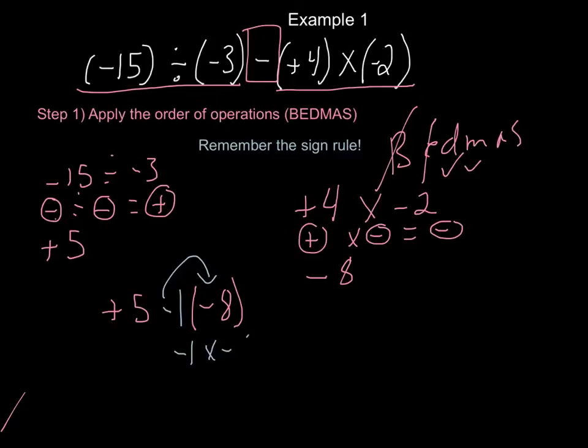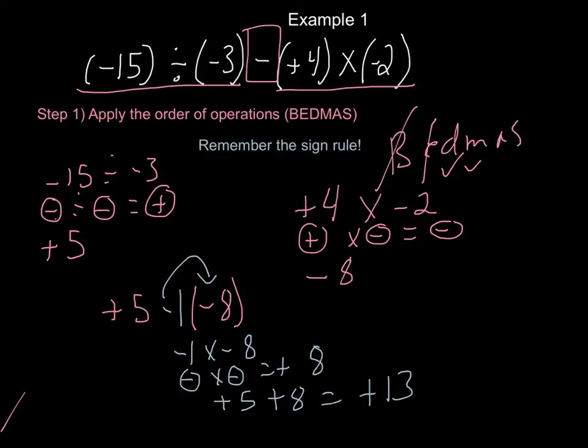multiplying a negative 8. According to our sign rule, we've got a negative multiplying a negative, which gives us a positive. So that means our final part of the question is going to be positive 5 plus 8. All we have to do now is add them together. So positive 5 plus 8 is actually positive 13.